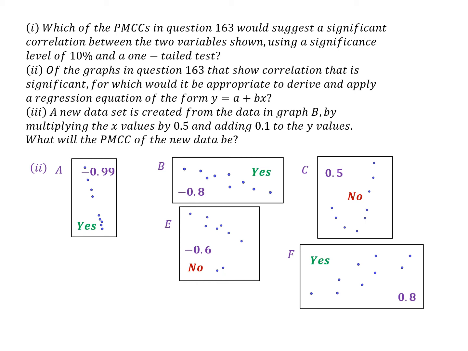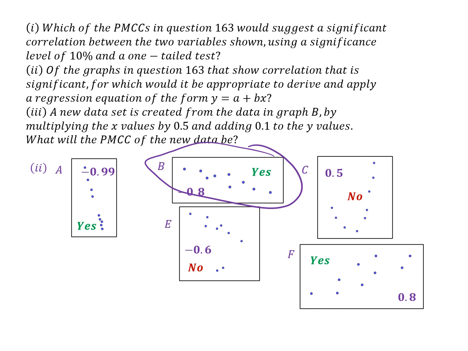In part 3, it's slightly different. It's saying if we look at graph B and we multiply all the x values by a half and add 0.1 to the y values, what will the product moment correlation coefficient of the new data be? And the answer is it will be exactly the same. It's not affected by linear coding.